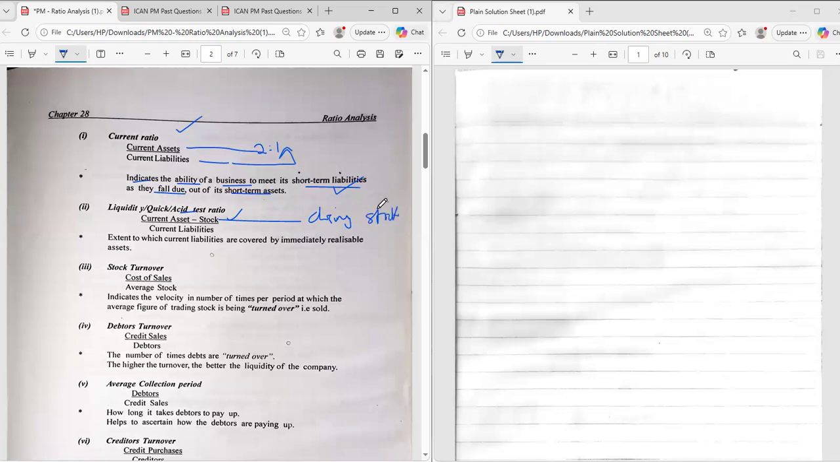Closing stock. So the formula is similar to your current ratio. The only difference is that stock was subtracted. And the reason why stock was subtracted was because in some industries, stock is not a fast-moving item. Stock is not a current asset.